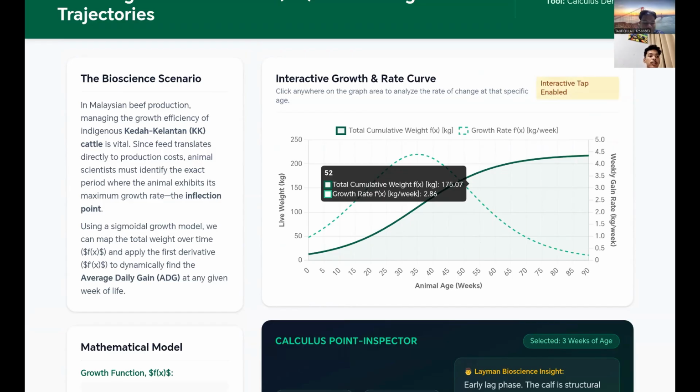The core problem focus is beef production efficiency, especially focusing on the indigenous Kedah Kelantan, KK, sector in Malaysia. In animals, feed translates directly to production cost. Therefore, livestock scientists need to track an animal's accumulated mass over time to understand when it is growing efficiently and when its growth begins to plateau.